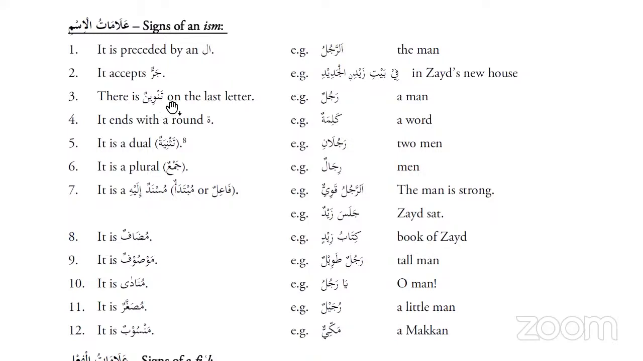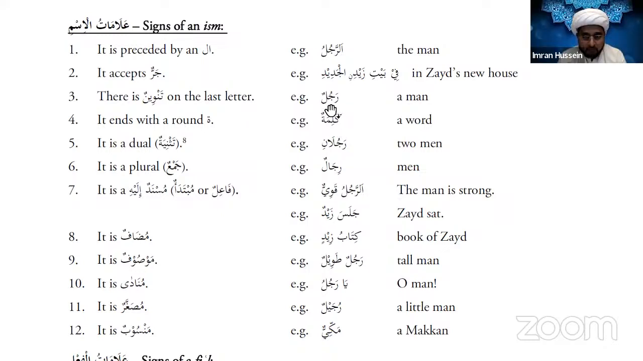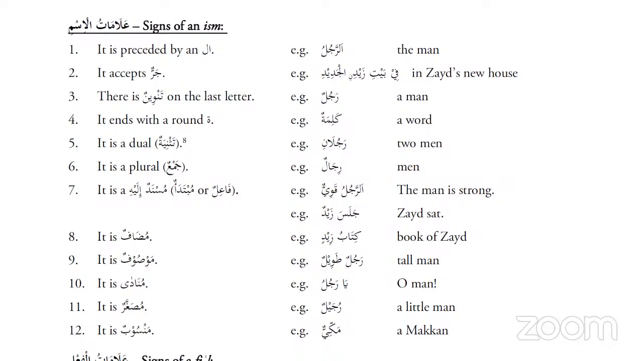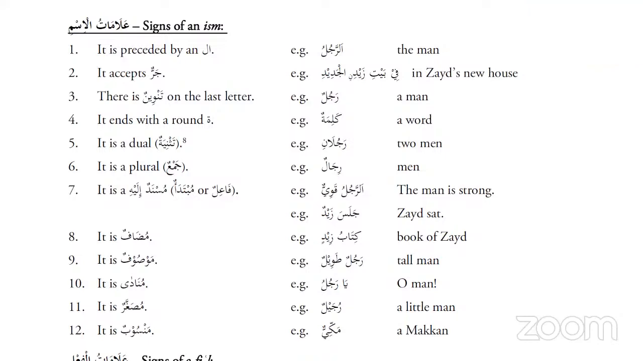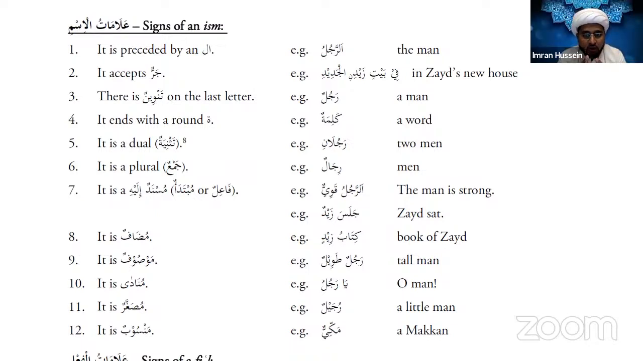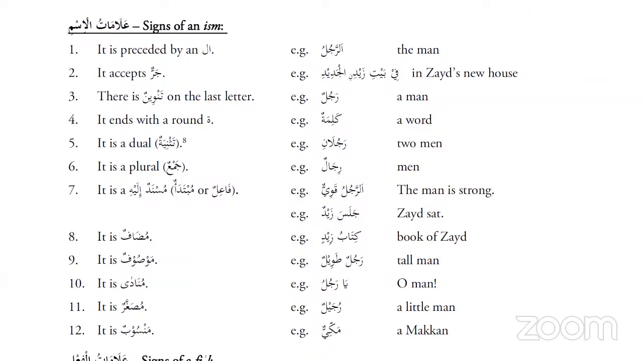There is tanween on the last letter. Exactly. Example given is rajulun, a man. So always remember that whenever there is an ism, a noun, it will take a tanween: rajulun, rajulan, rajulin. A verb will never take any tanween. Please write these points down. A verb will never take any tanween.